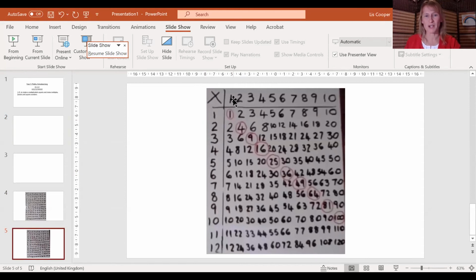So here we are. 1 times 1 is 1. 2 times 2 is 4. 3 times 3, hoping you can see this. 3 times 3 is 9. 4 times 4, we did this one together, 16. 5 times 5 is 25. 6 times 6 is 36. Can you see the pattern?